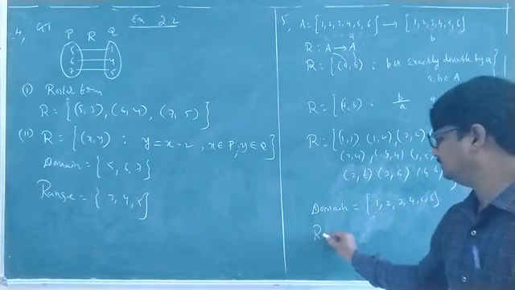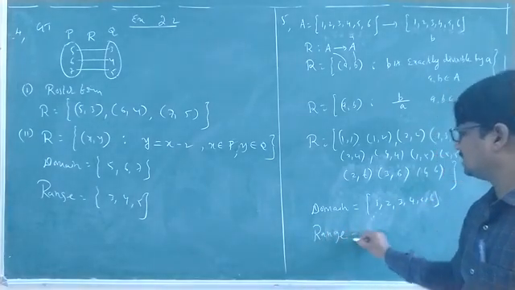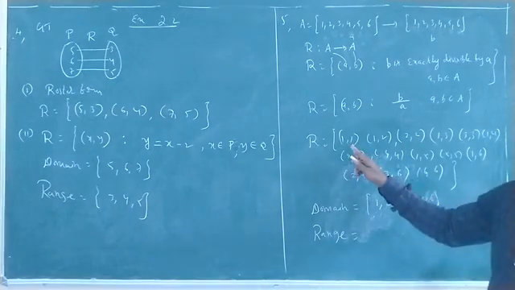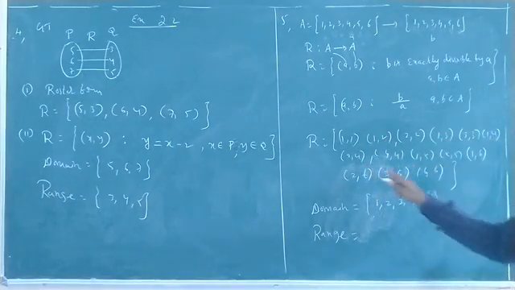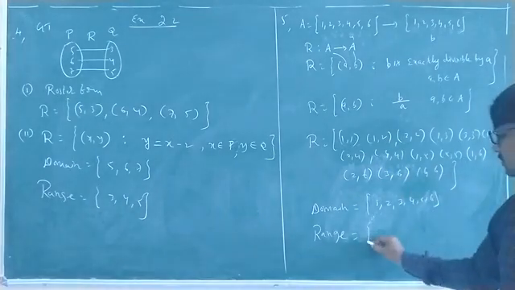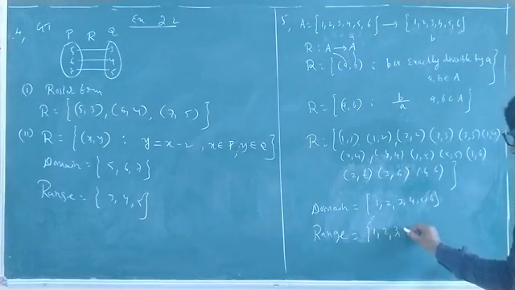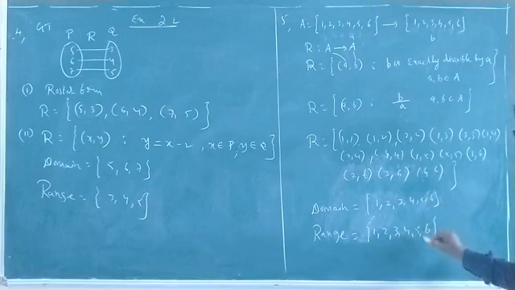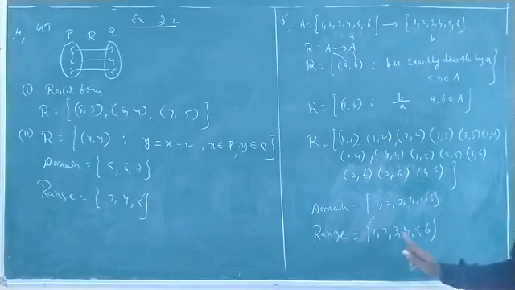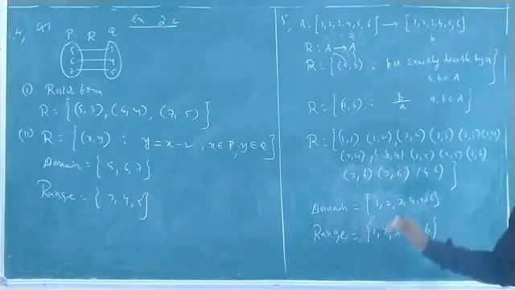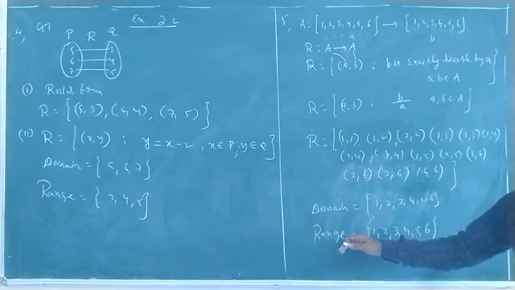Now the range. Collect the second elements. 1 is there, 2 is there, 3 is there, 4 is there, 5 is there, 6 is there. So 1, 2, 3, 4, 5, 6. Domain is 1, 2, 3, 4, 5, 6 only, nothing but set A. Range is also 1, 2, 3, 4, 5, 6, nothing but set A. Both are the same.